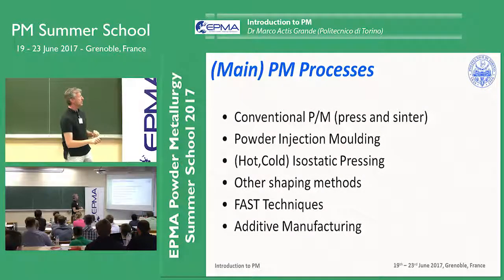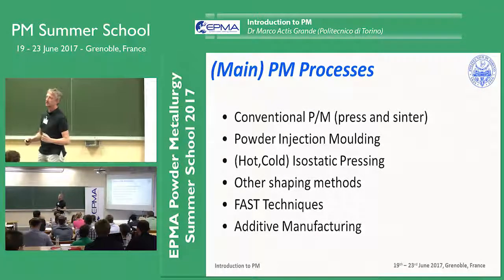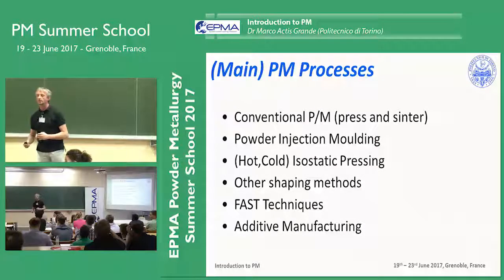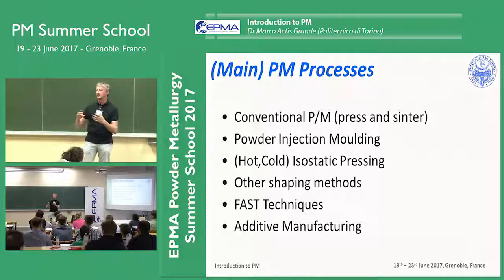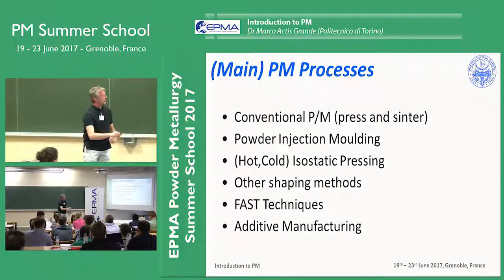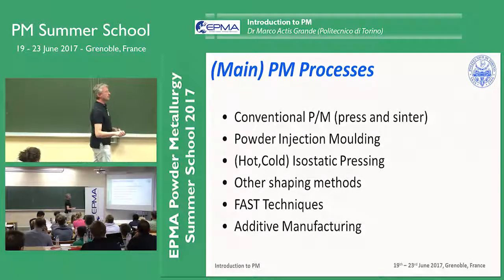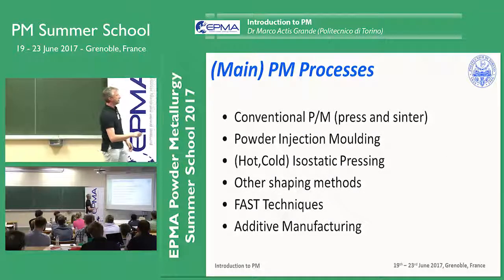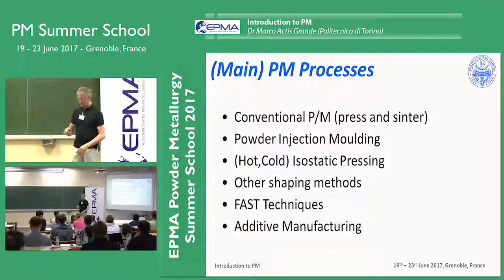The conventional press and sinter, which is using, I would say, the majority. Dimitris will tell us something about the powders later on. I think that traditional press and sinter is using the majority of the powder. Then powder injection molding, the hot or the cold isostatic pressing, other shaping methods like powder rolling, then the field-assisted sintering techniques, and of course the additive manufacturing.